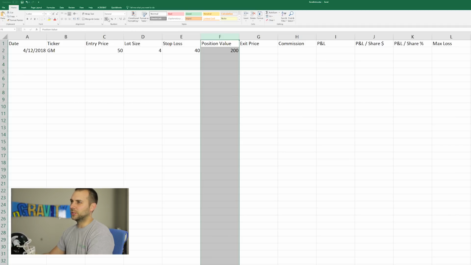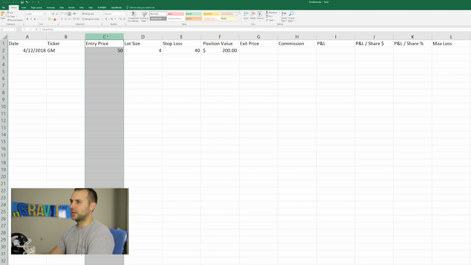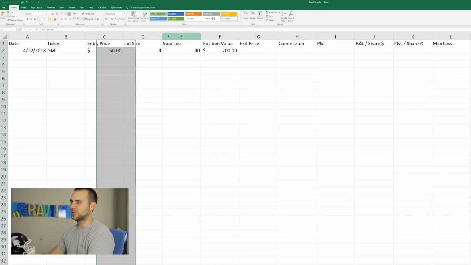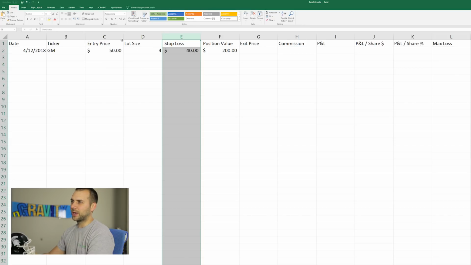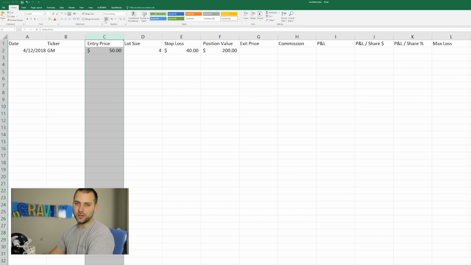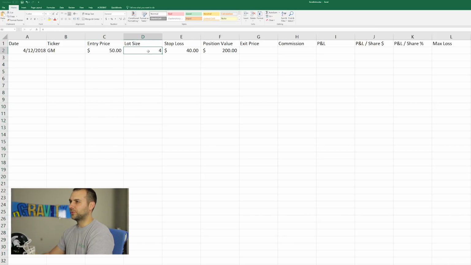Or there's some quick hit ones here too. So we're just gonna do the dollar sign. It's gonna tell us position value is $200. So we're gonna also do that for our entry price, make that dollars, and our stop loss as well. So I did the same thing, highlighted the field or the column, and then hit the dollar sign. So lot size was 4.